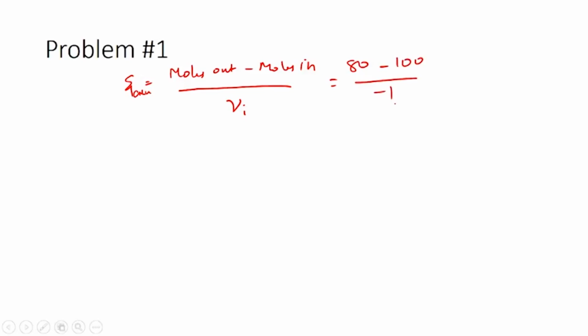So, hence we can calculate the extent of reaction for glutamine as moles out minus moles in divided by stoichiometric coefficient, which would be moles out is 80 minus 100 is the moles in, divided by stoichiometric coefficient of -1, again giving you 20 moles per minute. So, this would be the extent of reaction using glutamine. As we expected, the extent of reaction is the same for when we calculated using glutamine or using pyruvic acid.